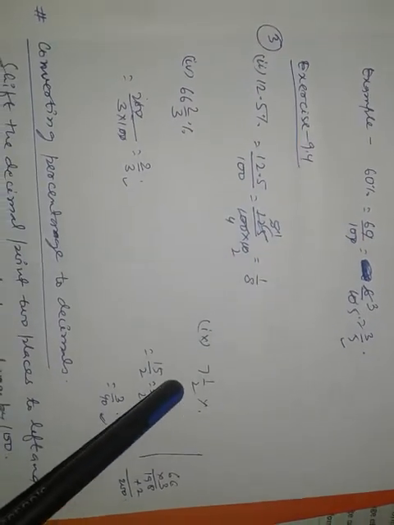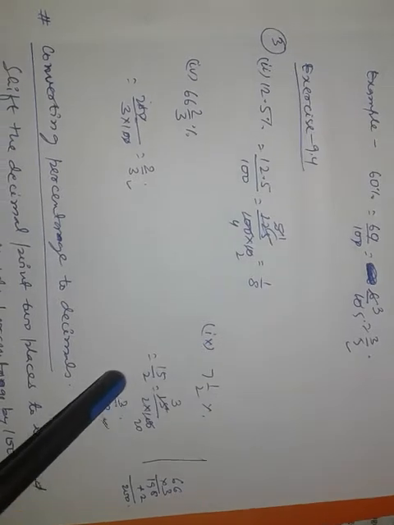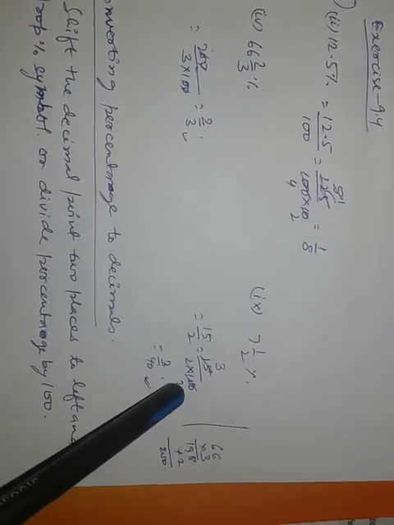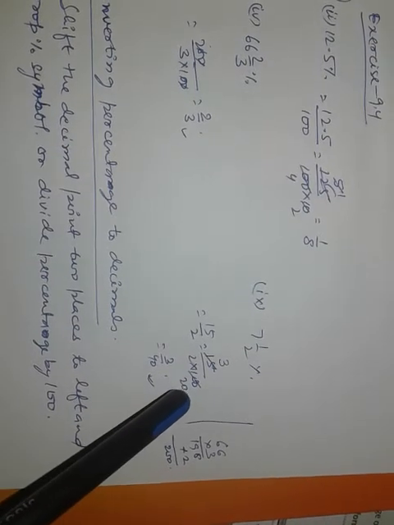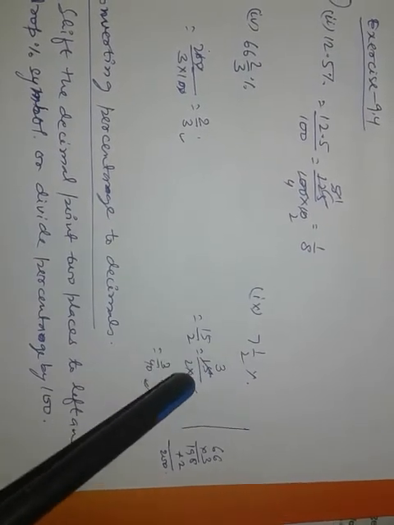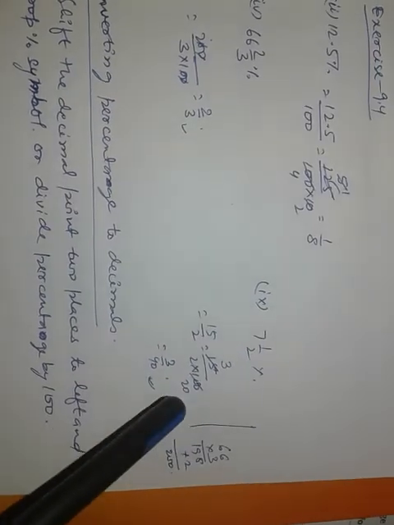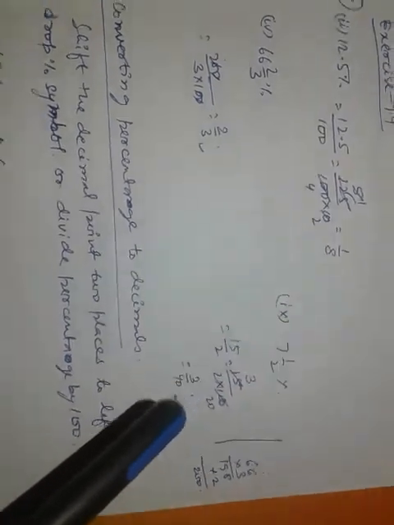Here also this is a mixed fraction. First of all we have to make this one a whole fraction, and then we divide it by 100, and then we cancel it by the common factor. Then we get here 3 by 40. So like this only we have to go ahead.